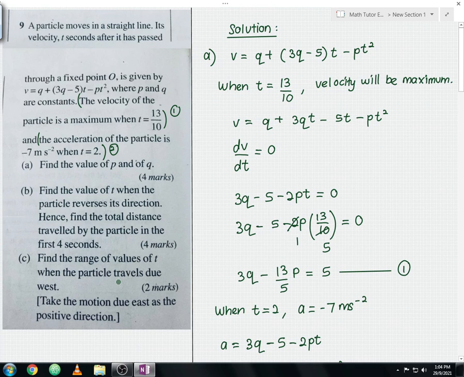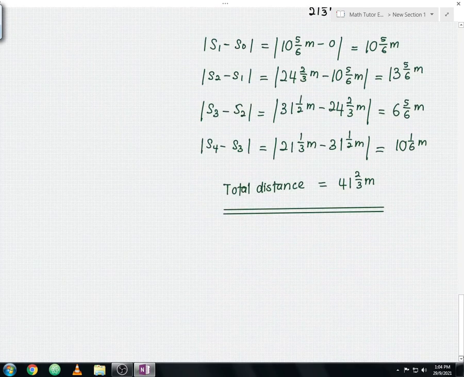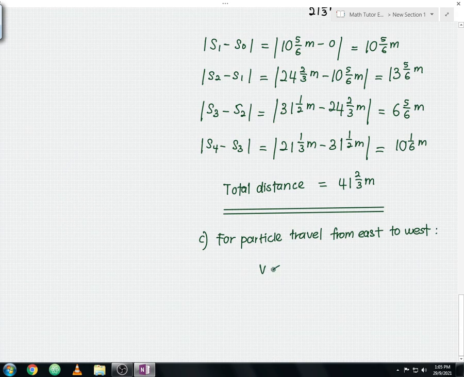Okay, so from here, when your particle is traveling from east, where in this case your east is the positive direction, and it moves to west, where in this case the west is considered the negative direction, your velocity will be less than 0. Okay, so let us begin our working now. For the question part C, for particle travel from east to west, velocity will be less than 0. Okay, let me box this.